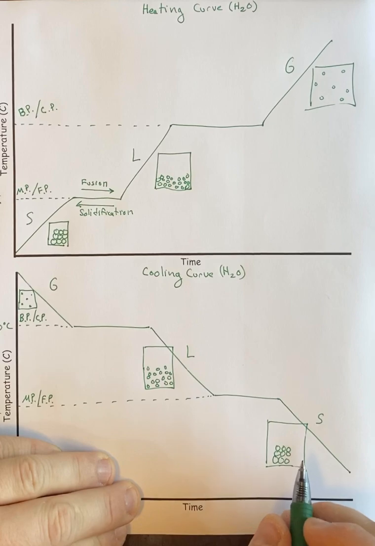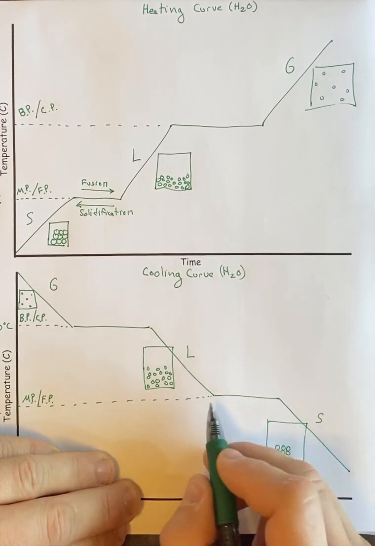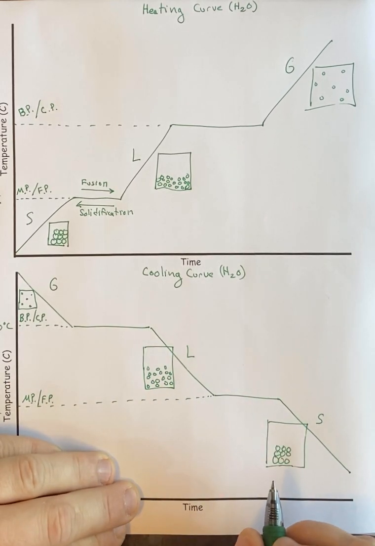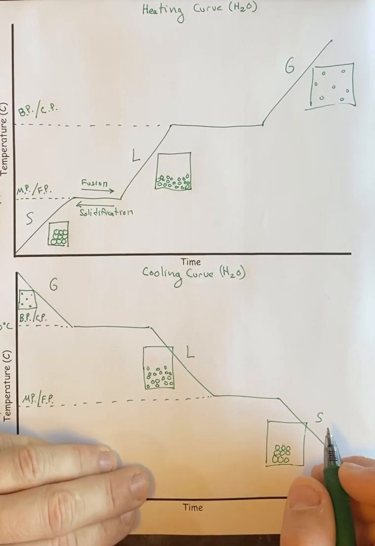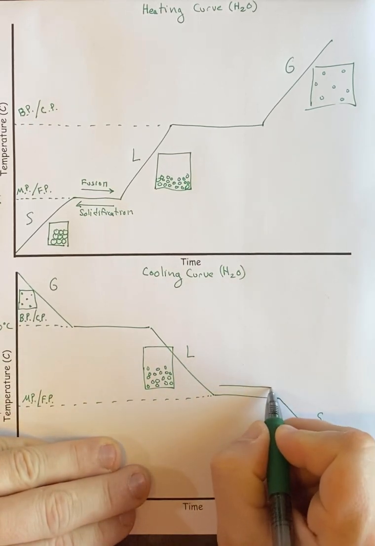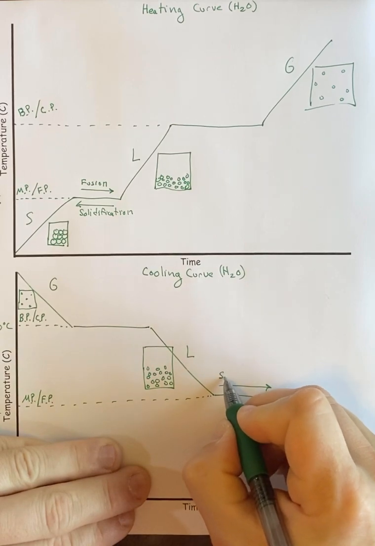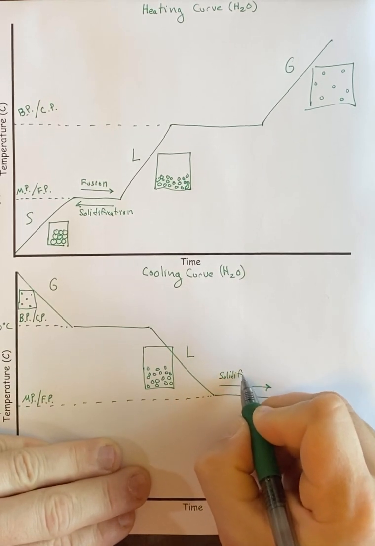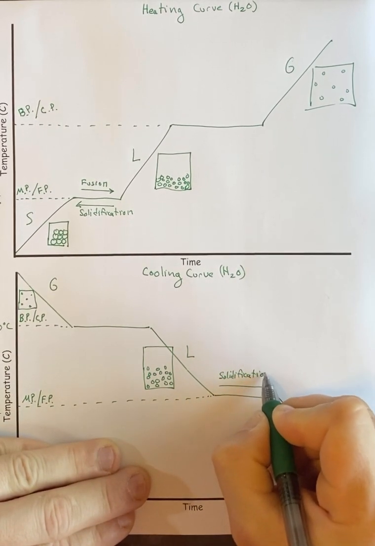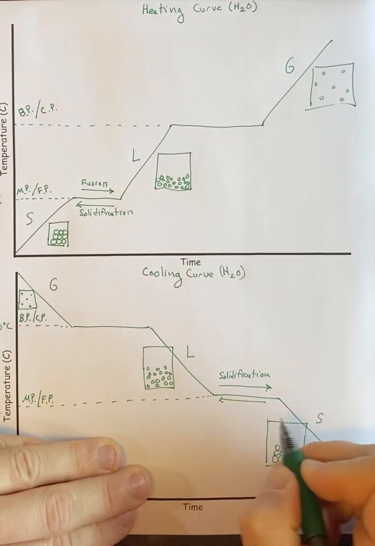Now, there's two ways of doing it. Some people like to keep the arrows in the same direction, the top and the bottom, but you could also flip them, it doesn't matter, so I'll show you both ways. If a liquid turns into a solid, so if we're going in this direction, this would be solidification, and then the reverse is fusion.